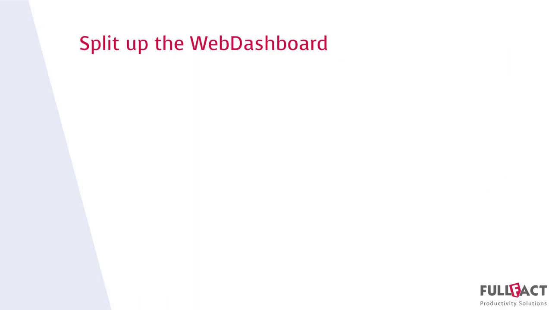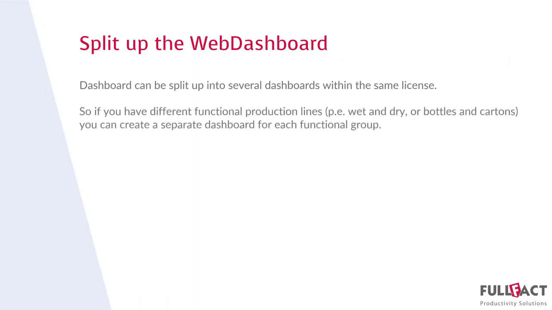This means that you have two web dashboards that can be shown on the departments where a view on them is necessary. Also, supervisors will pop up only the dashboard that they are supervisor of. So it can be split into several dashboards within the same license. If you have different functional production lines, wet and dry, bottles and cartons, you can separate dashboards by creating a new one for each functional group.